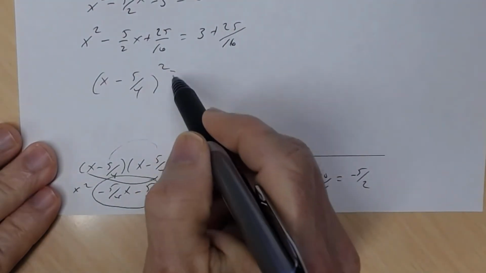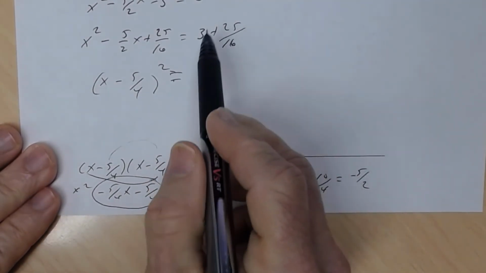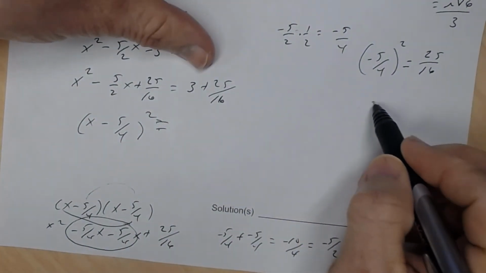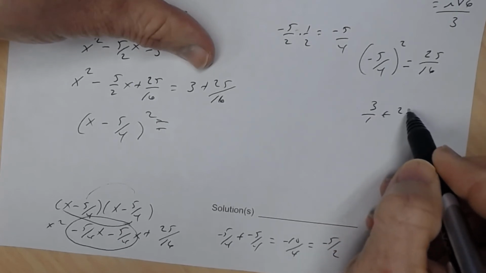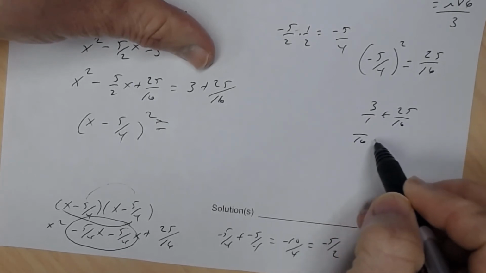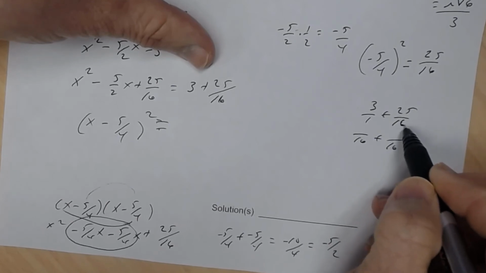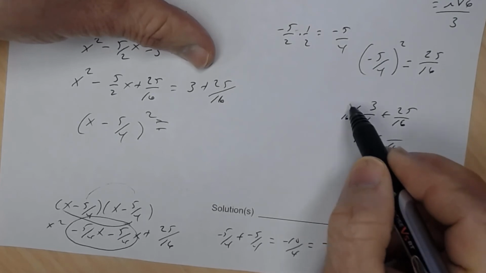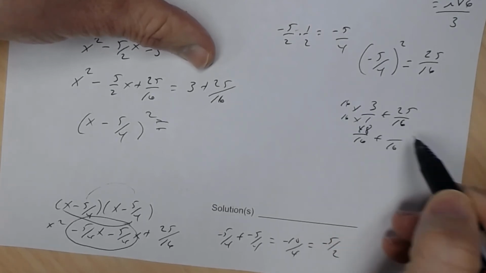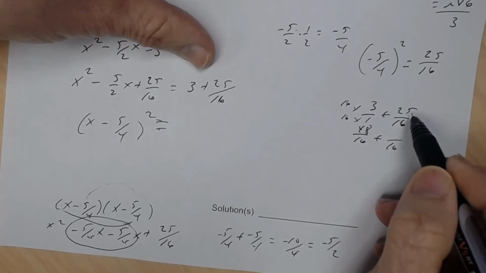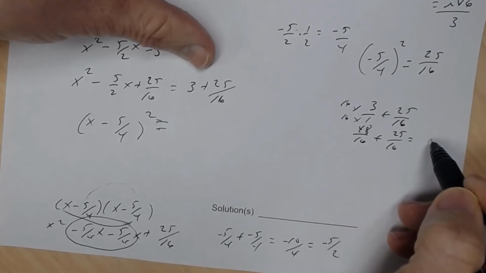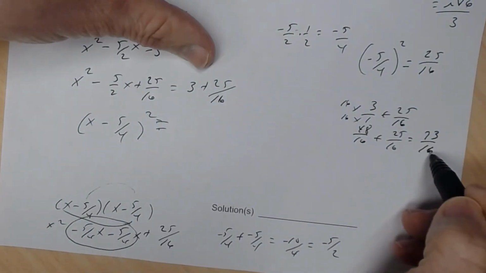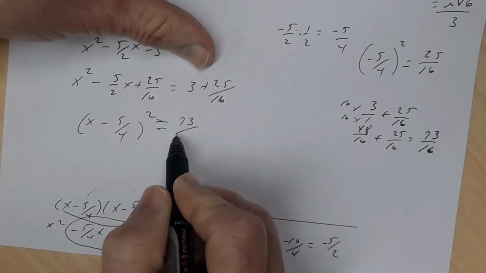All right, and then that's going to equal, now all I have to do is add those two fractions. So remember, 3 over 1 plus 25/16, the LCD is 16. So I'm going to write two fractions with a denominator of 16. And so 3 times 16 is 48. And then these denominators are the same, so I add the numerators, and it becomes 73/16. And so that's what goes here, 73/16.